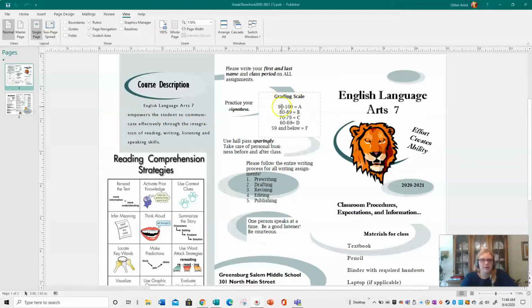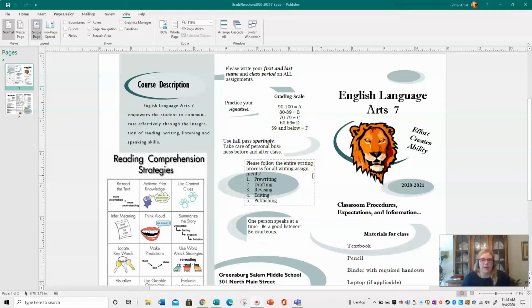The grading scale is the same. 90 to 100 is an A, 80 to 89 is a B, 70 to 79 is a C. Anything below a 70, we will have to contact you and contact home, because that would be at the D level, and anything under 59 would be failing. If you are contacted about that, there might be some things you need to redo or retake to get your grades up.